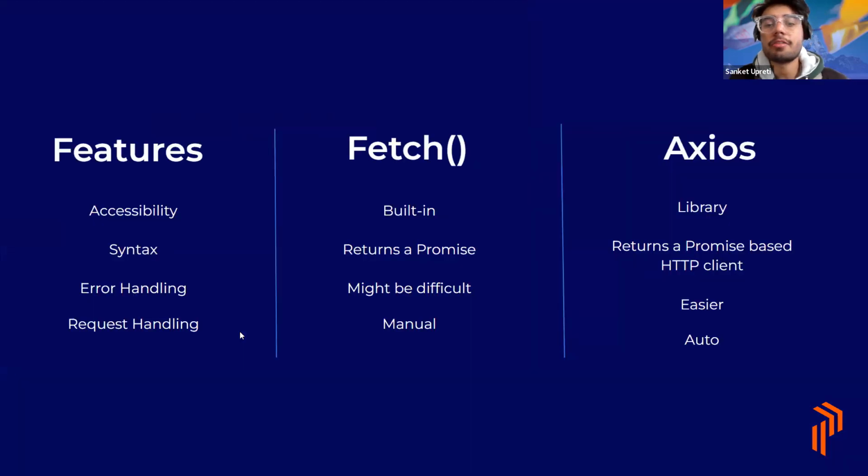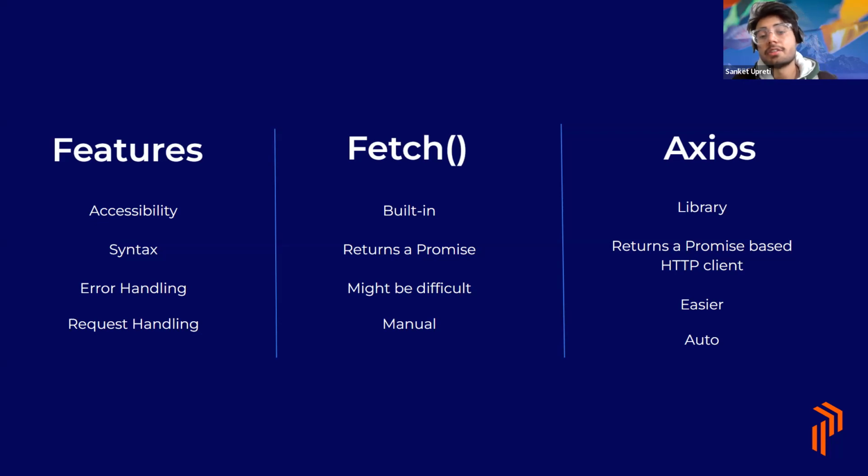Talking about fetch versus Axios, two of the most popular options right now for data fetching, what are the differences between them? We look at the features, starting with accessibility. Just like I said, fetch is built in, while Axios needs to be imported as a library. You can import it from npm or yarn, it is up to the developers.